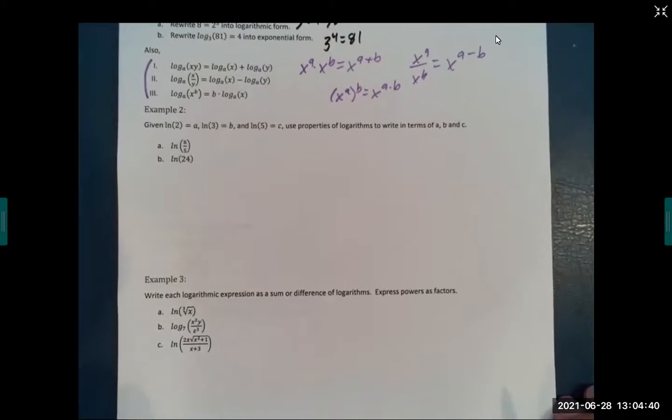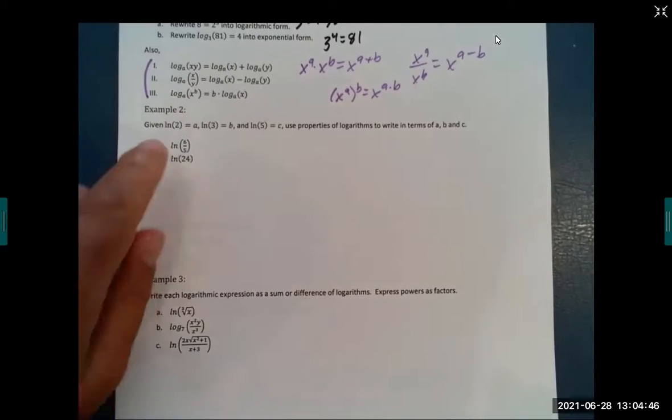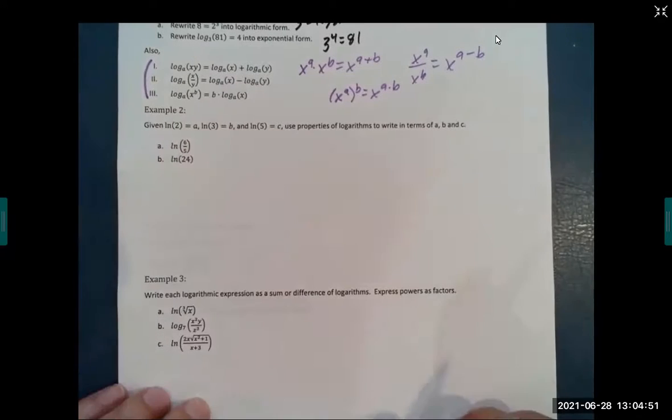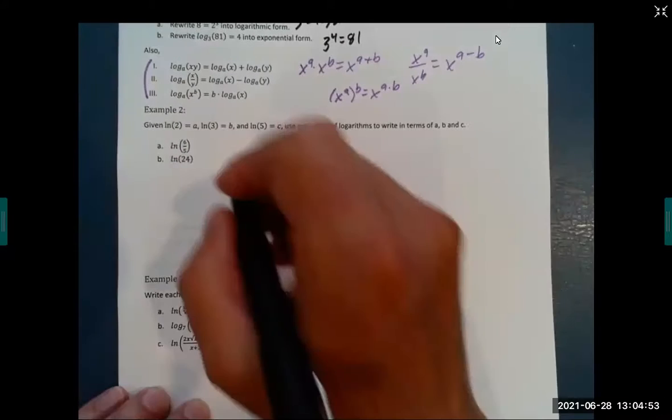So let's use those to split some stuff open. So let's start with part A. Now, ln of 2 is A, ln of 3 is B, and ln of 5 is C. And they want us to rewrite this in terms of A, B, and C. So let's start with A.